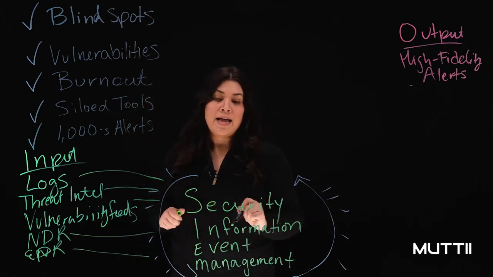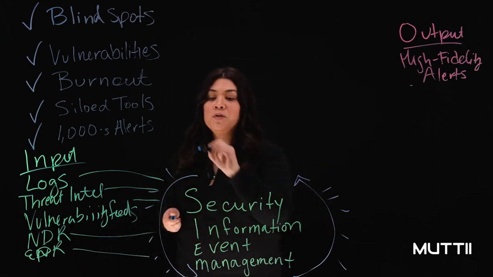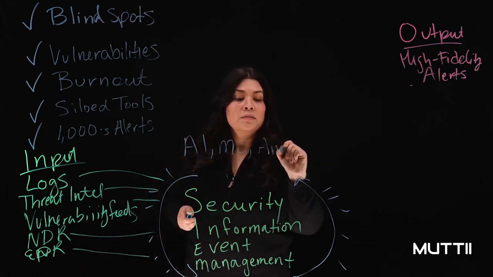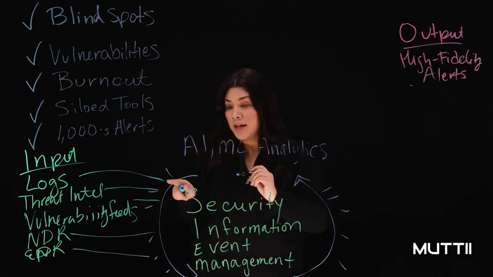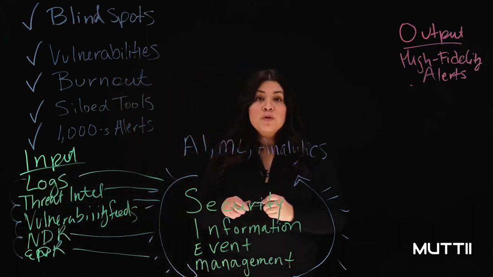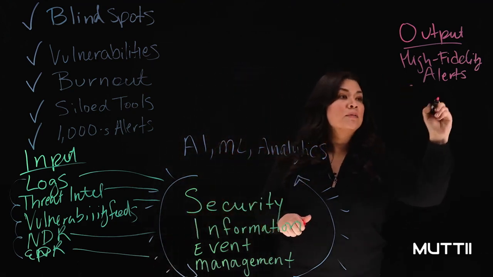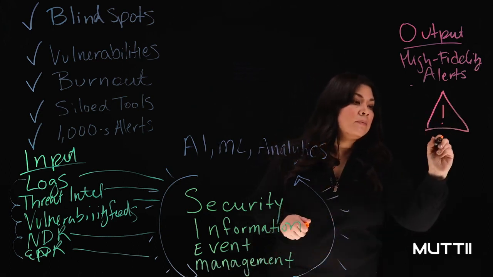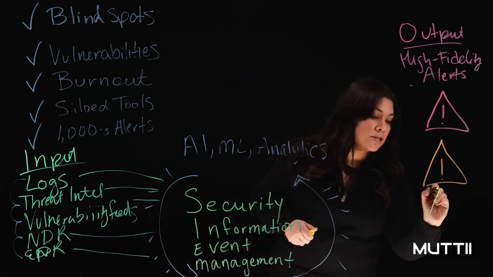And this is where the magic happens. So your SIEM is infused with AI, machine learning, and analytics. And it's going to correlate all the different data from here in real time so that it outputs a high-fidelity alert. And they're going to be prioritized by severity, so you know which one needs immediate attention.